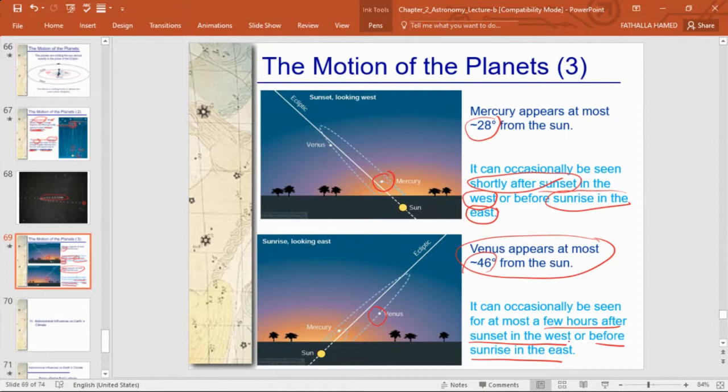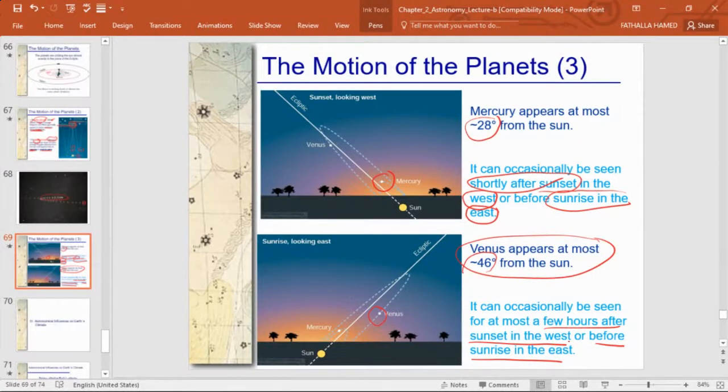Now, if we try to look at the brightness of the objects relative to us here on the Earth, well, the brightest object that you can see in the sky is the sun. And during the daytime, you do not see any stars or anything. You only see the sun. But sometimes we can see the moon, and we'll talk about that in chapter number 3.